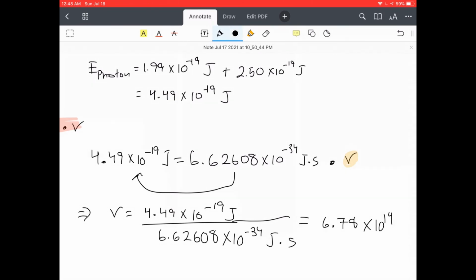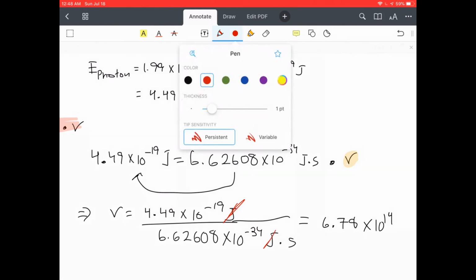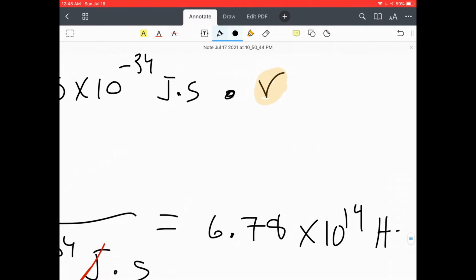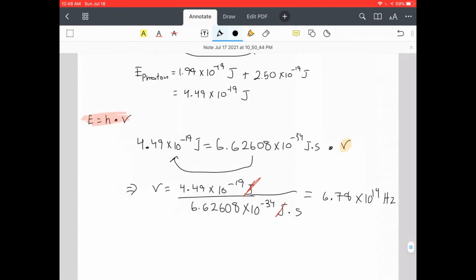What are our units? Joules cancels out with joules, so we're left with 1 over seconds, which is just another way of saying hertz. And so our final answer is the frequency of our incident light will be 6.78 times 10 to the 14 hertz.